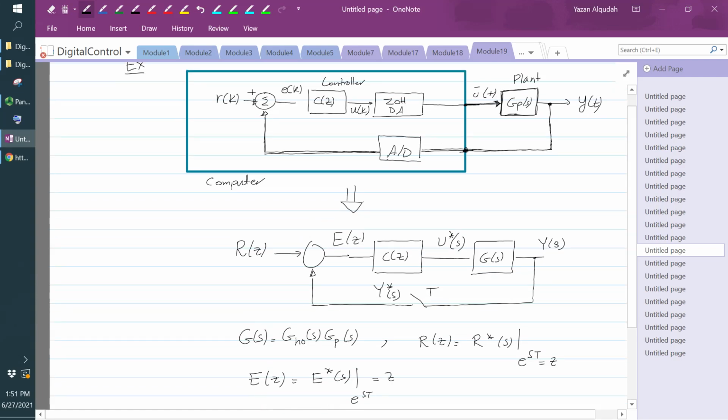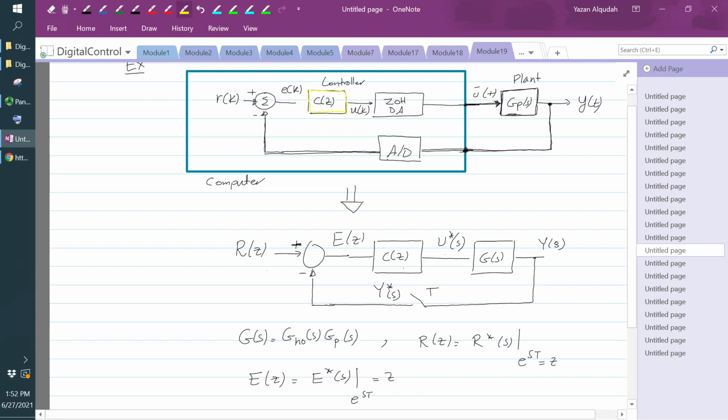Okay. So if I plot the equivalent block diagram of this system, I'm going to remove the zero order hold and include it into G of S. I have U star, I have C of Z, I have the error signal, R, I have the output signal that is sampled to give me Y star, and this is fed back and subtracted from the input R.